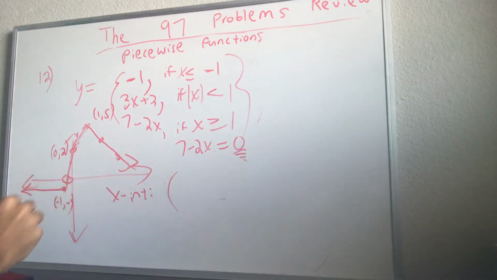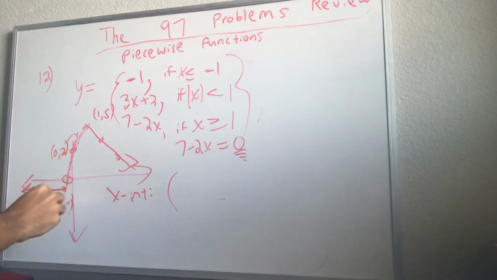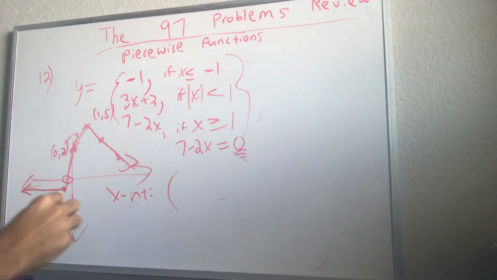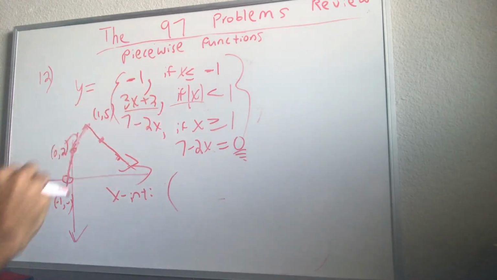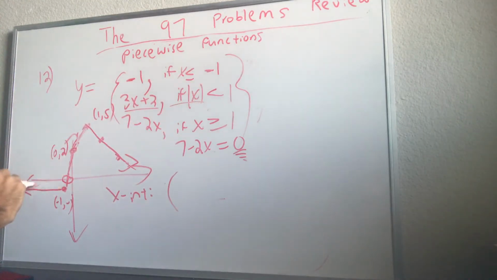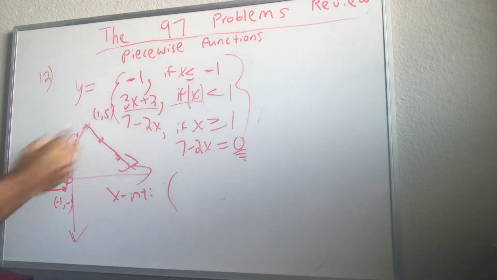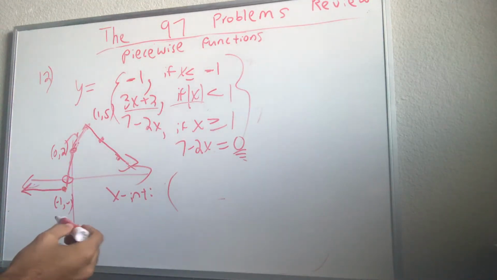Similarly here, because it's between (0, 2) and (-1, -1), we are looking at this one, 3x plus 2, because that makes sense. If it was anything before -1, then we would be looking at somewhere here. But we don't really care about the first one. We're looking at the second restriction to find the second x-intercept.